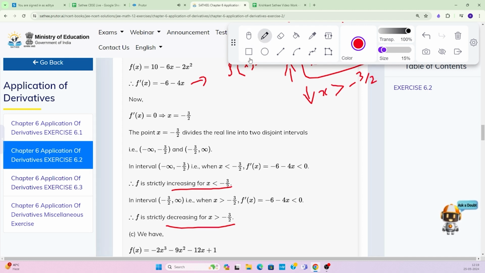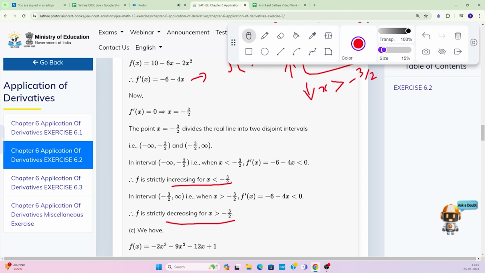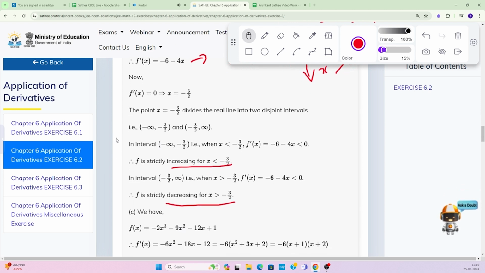The derivative will be, let me just directly say it for you, minus 6x square minus 18x minus 12. You can take some common things out if you want to. So taking minus 6 as common, you will get x square plus 3x plus 2. So far so good. And now this can be factorized as x plus 1 and x plus 2.